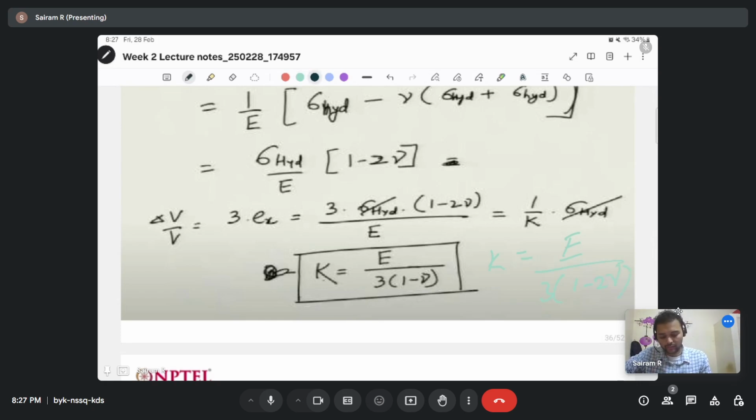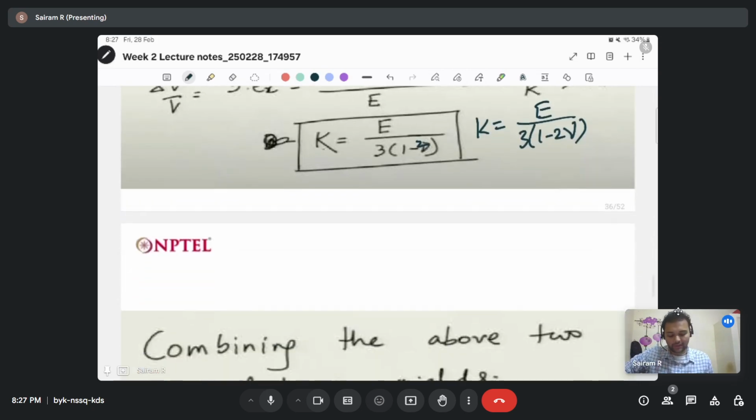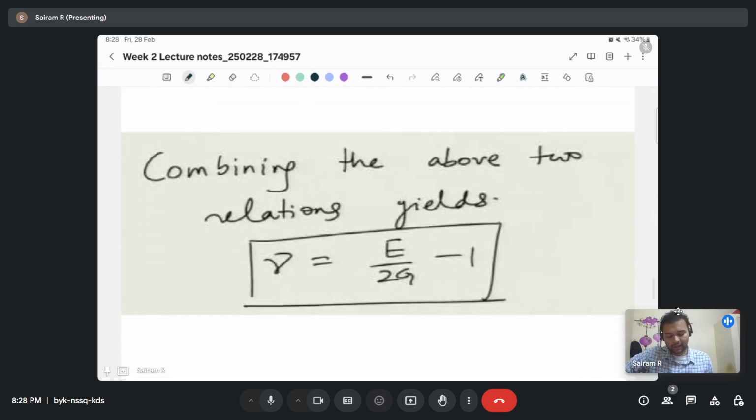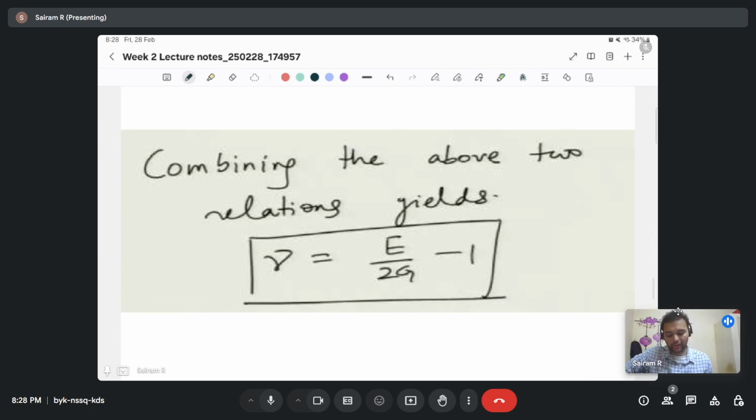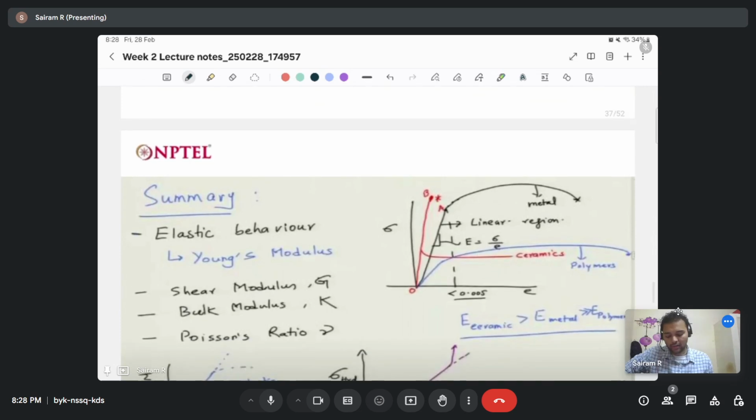Sorry. I'll use a better color. Here it is, that's just while writing, so just make sure that you note it is 1 minus 2 nu. And when we combine the two equations, nu equals E by 2G minus 1.